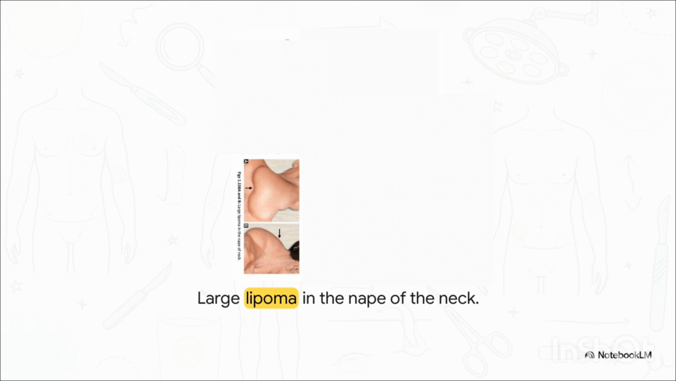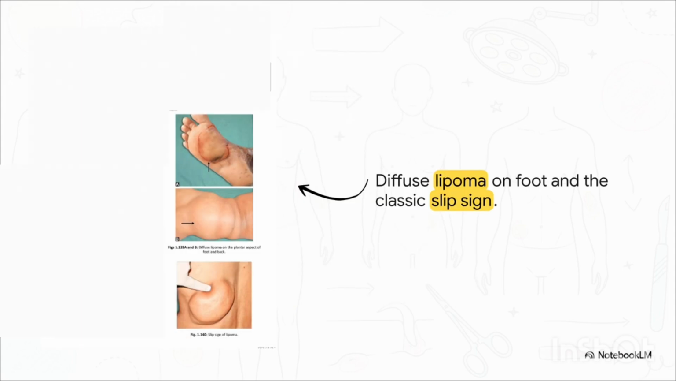If you were in the OR visualizing this, you'd see that distinct yellowish-orange color. Just notice how clearly it forms a prominent, distinct mass right under the skin. But they don't all look perfectly spherical and neat.